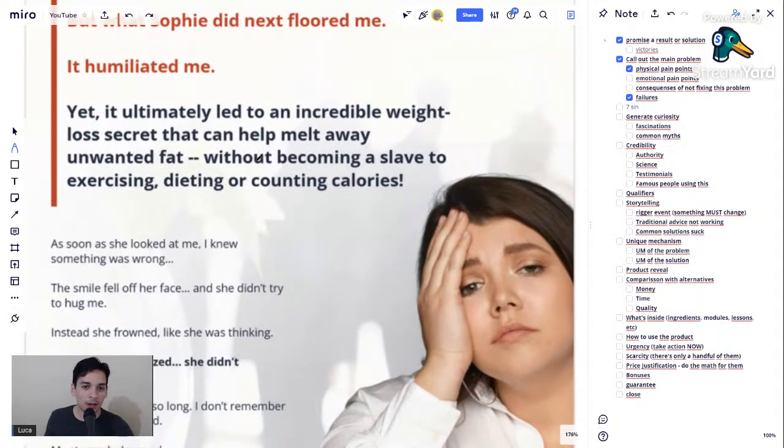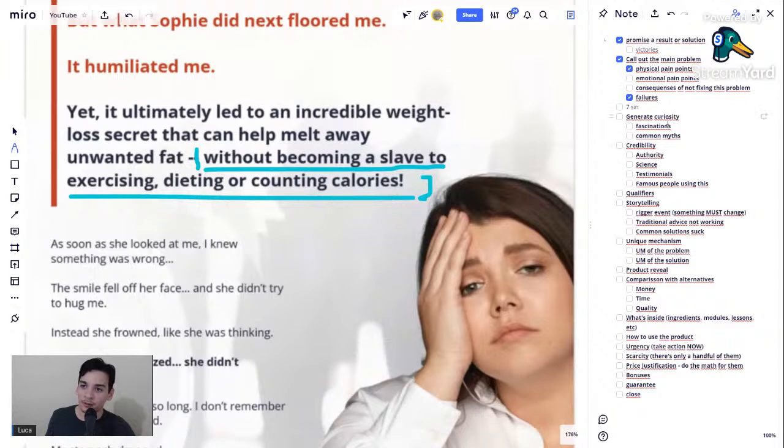Yes, it ultimately led to an incredible weight loss secret that can help melt away the unwanted fat without becoming a slave to exercise, diet, or counting calories. So even when he's telling the story, this is what I like about Stefan, because he's constantly reminding you what you are going to find out. And this you got already, so check this box, which is generate curiosity, right? Because he's constantly talking about this secret or this unique solution that you're about to discover, and constantly reminding you that this is what you're going to learn, this is what you're going to find in this sales letter.